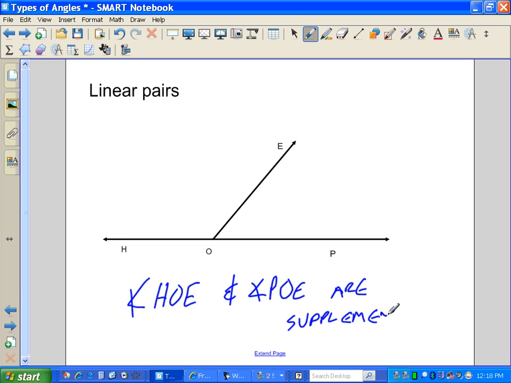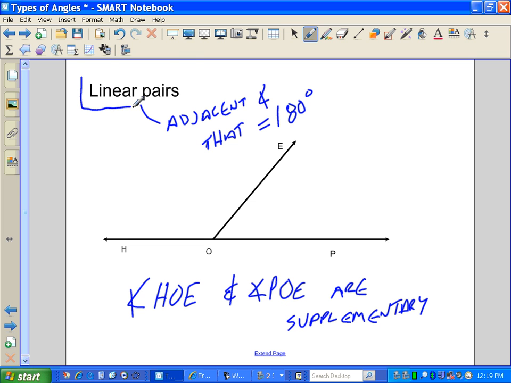Okay? Supplementary angles. A linear pair is basically, if I want to be technical, adjacent angles, which means they share a side, that equal 180 degrees, that make a straight line, okay? So that's a linear pair. That may be a new word for you that we use, okay?